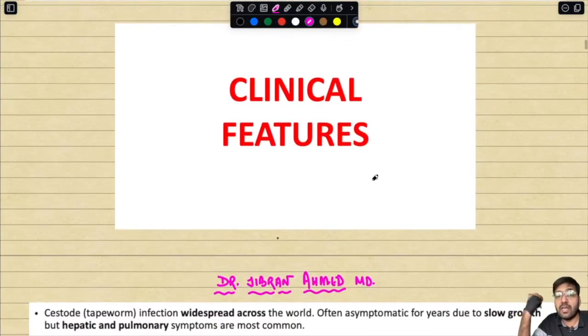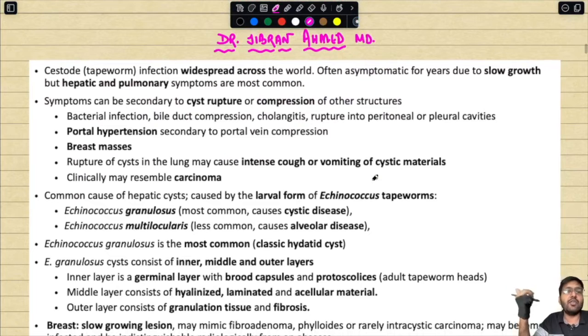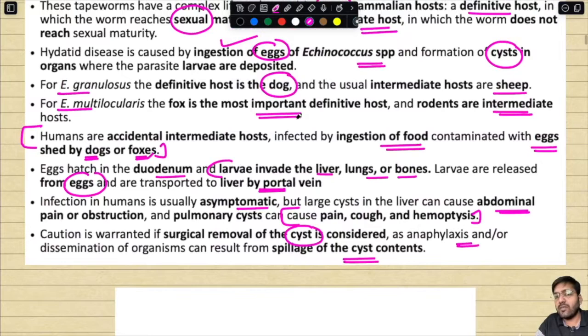Okay, now coming into the details. Now, clinical features, if you see, it depends on which site is involved, right? So the cestode or tapeworm infection is widespread across the world, often asymptomatic for years due to the slow growth, but hepatic and pulmonary symptoms are most common. Now, the symptoms can be secondary to the cyst rupture or compression of other structures also. So, as I told you, the symptoms are basically because of the organ which is involved.